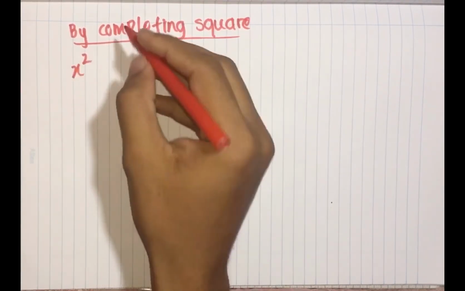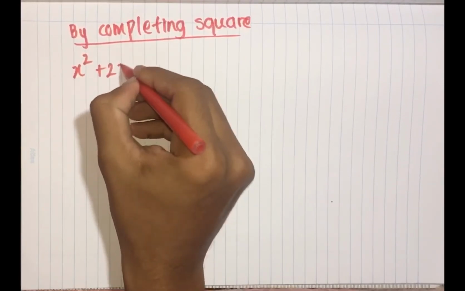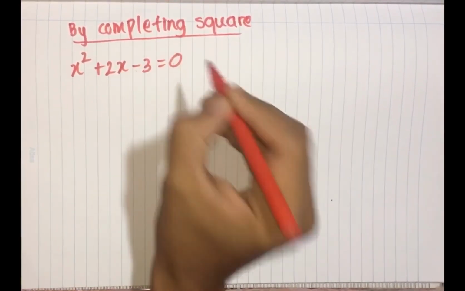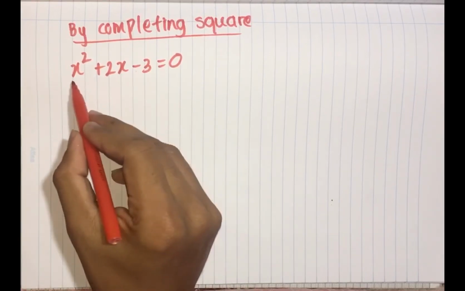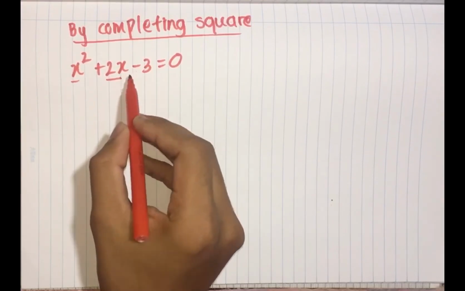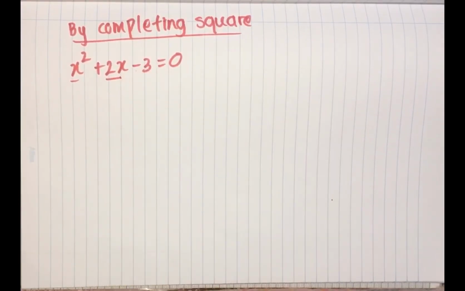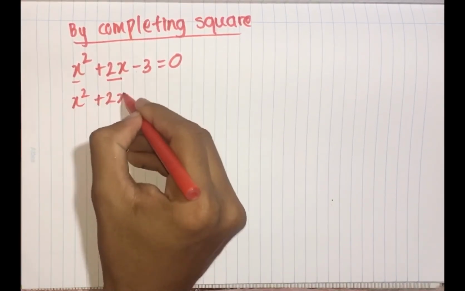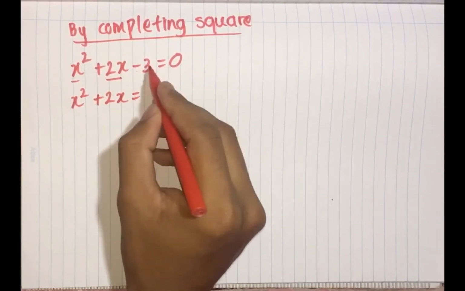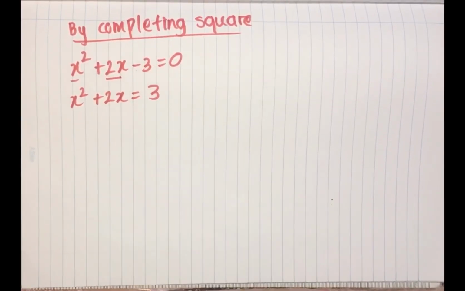For example, consider the equation x squared plus 2x minus 3 equal to 0. In this question, first keep all the x terms on one side and move the constant to the other side of the equation. When you move it, you get x squared plus 2x is equal to, if you move minus 3 to the other side, plus 3, isn't it? It's correct. Now what should you do? What's the next step?